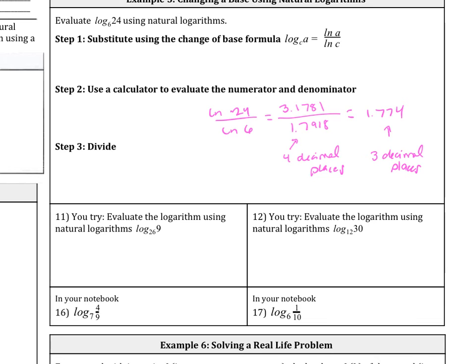Again, showing this minimal amount of work, rewriting it as natural log, showing the numerator and denominator, and then the final answer, rounding to the correct places.